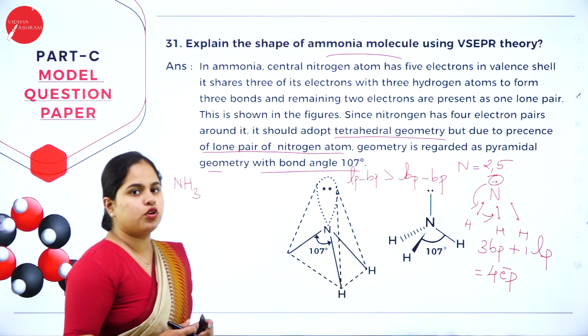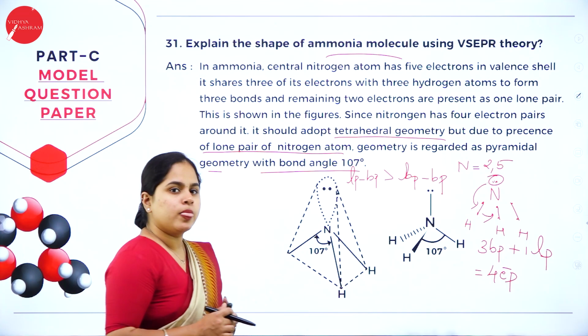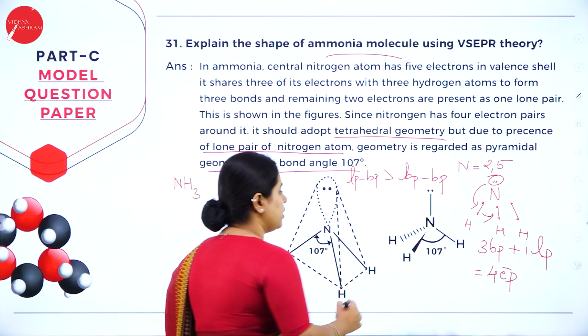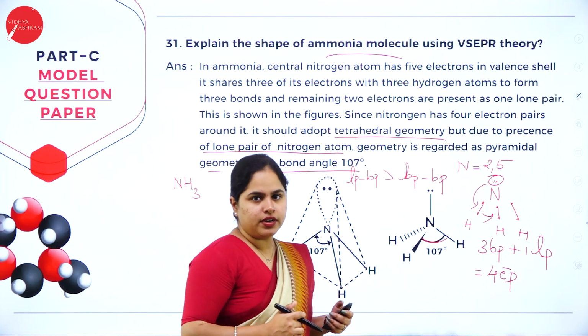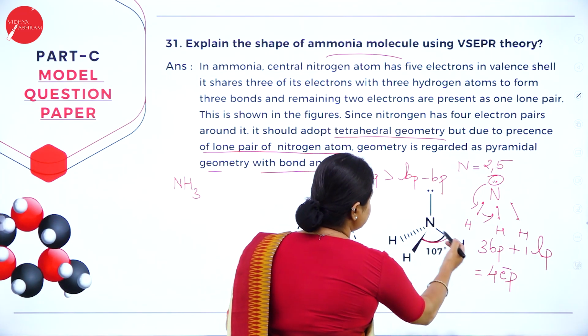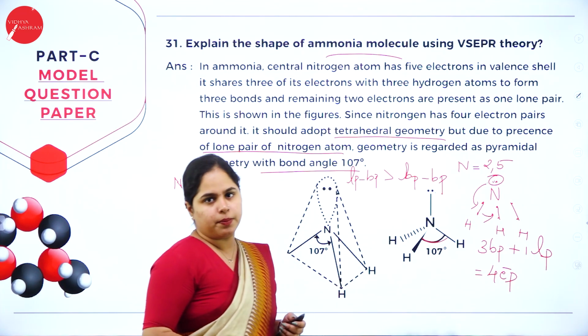So this much you have to explain in detail with the structure which is given here. The angle will be 107 degrees. So these 3 are the bond pairs and this is the lone pair which is represented here.